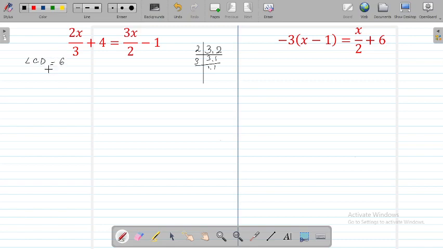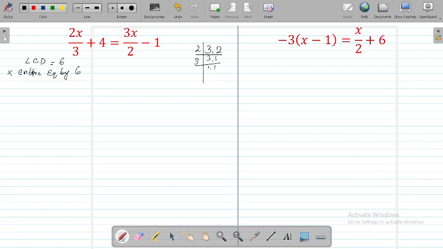Okay, now what will you do? We will multiply the entire equation, the left hand side and the right hand side, by the least common denominator. So we multiply the entire equation by 6.